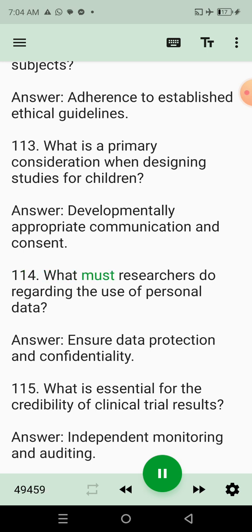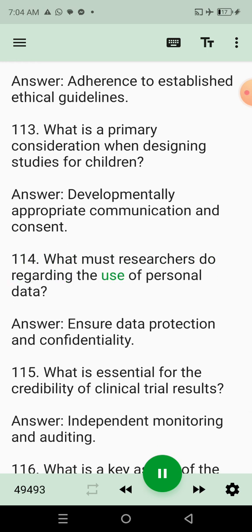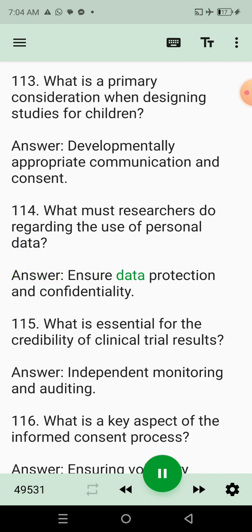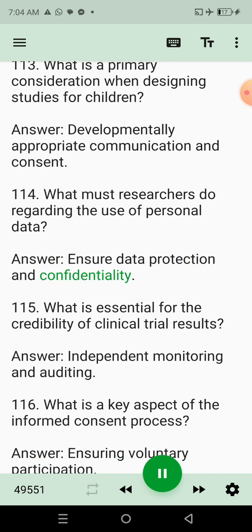114. What must researchers do regarding the use of personal data? Answer. Ensure data protection and confidentiality.